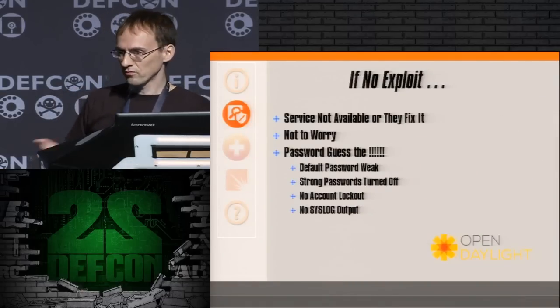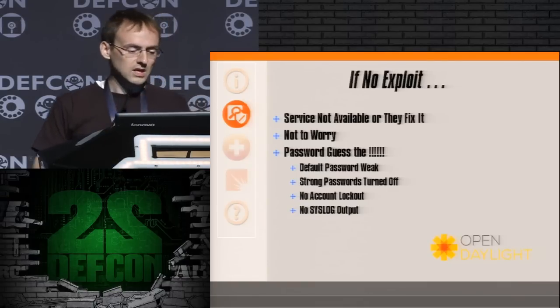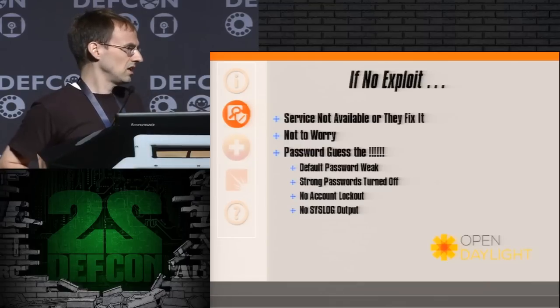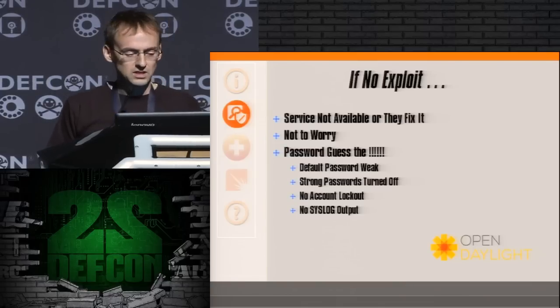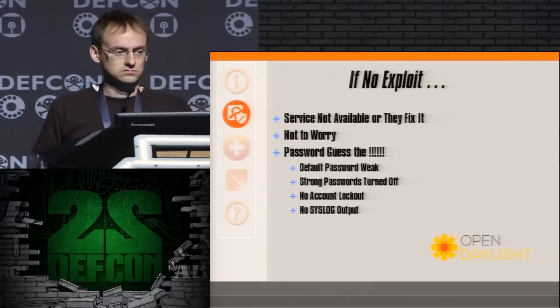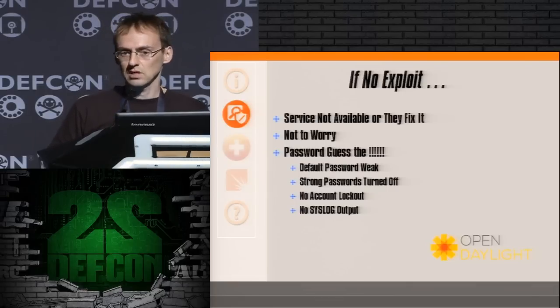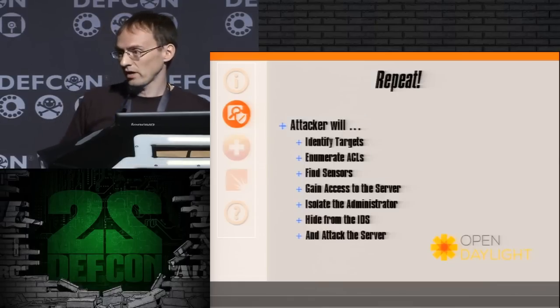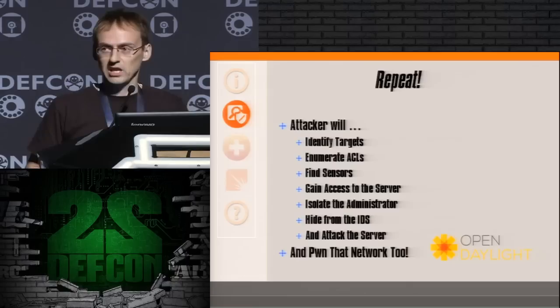It's important to note, before I go through the whole cycle again with OpenDaylight, that if the service is not available, say you don't have the opportunity to use the exploit, or lo and behold, they fix it, it's not to worry. You can password guess it. The default password is weak, strong passwords are turned off by default, there's no account lockout, and no syslog output. So you can just pound on it and pound on it and get the credentials that way. Either way, you just repeat. Go through the whole cycle again, and then own that network too.